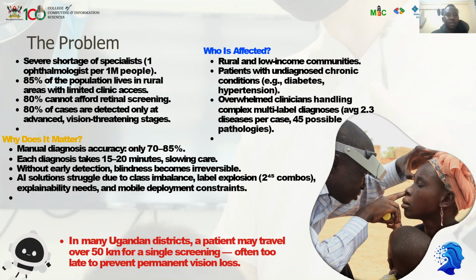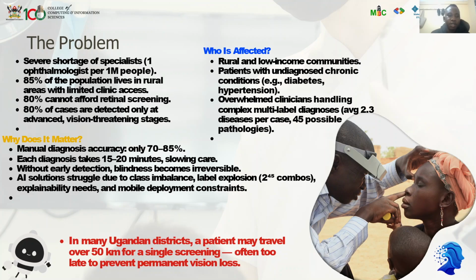80% of these cases are detected at advanced and visually threatening stages, which is not good. Someone would rather check their eyes and find out about an issue earlier so they can resolve it without waiting for the last minute. So we are targeting rural areas because most of these people may not have enough access to ophthalmologists. So instead of transporting people from rural areas to the towns, they will just be able to be helped immediately.